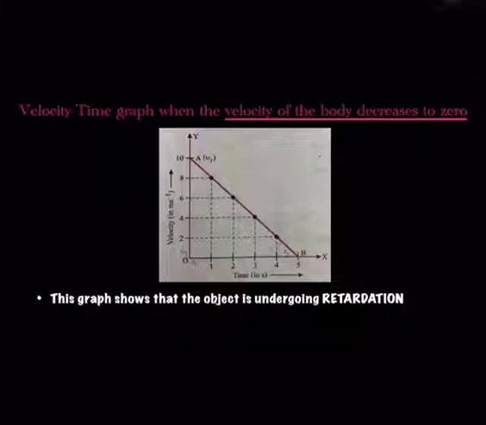Now the next is velocity time graph when the velocity of the body decreases to 0. So in this case the velocity time graph comes out to be a straight line but with negative slope. Negative slope means in the downward direction. And this graph shows the object is undergoing retardation. Retardation means its velocity is decreasing.